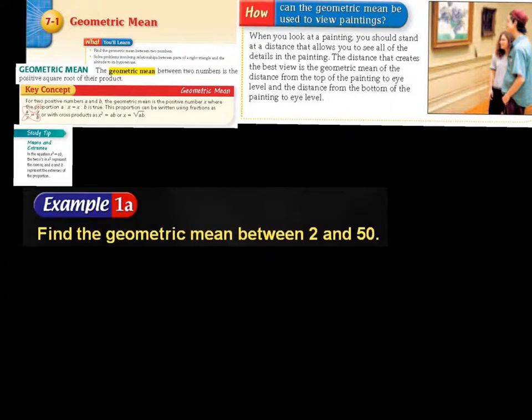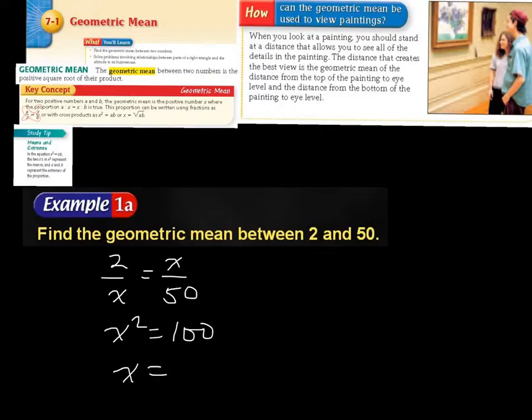So if they ask us to find the geometric mean between 2 and 50, we've got 2 is to x as x is to 50. So when we do the cross products, x squared equals 100. So x equals the square root of 100, which is 10.